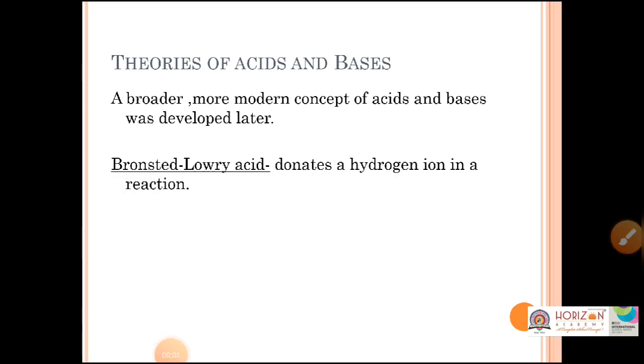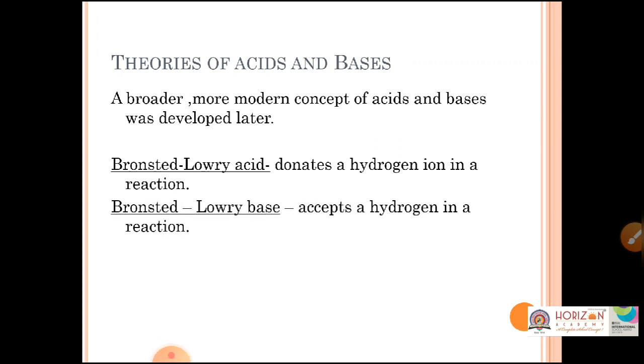So students, let us see the other theory of acids and bases. The other theory is the Bronsted-Lowry theory. This theory is not in your syllabus, still you should know it, so we will discuss it. According to Bronsted-Lowry, an acid is a substance which donates hydrogen ion in a reaction. Arrhenius only told about the production of hydrogen ions, but according to Bronsted-Lowry, an acid is donating hydrogen ion in a chemical reaction.